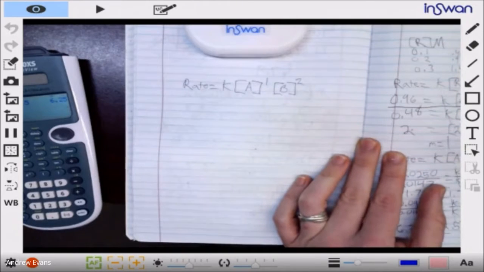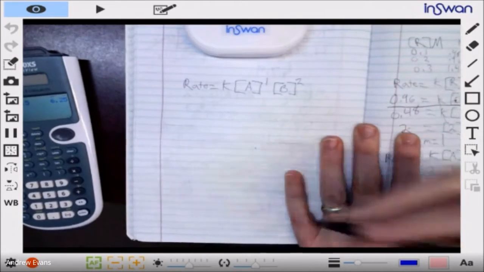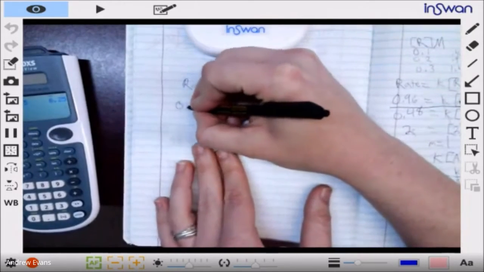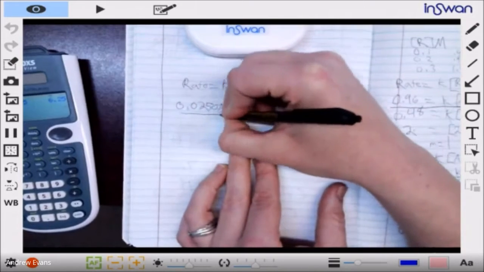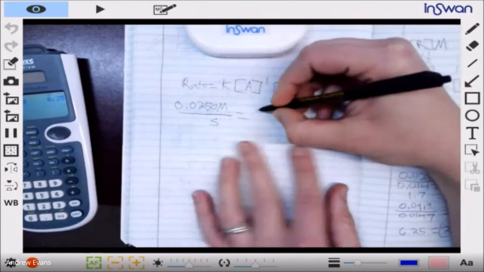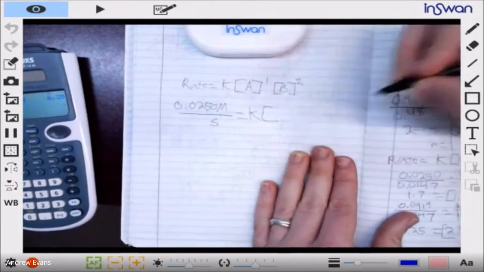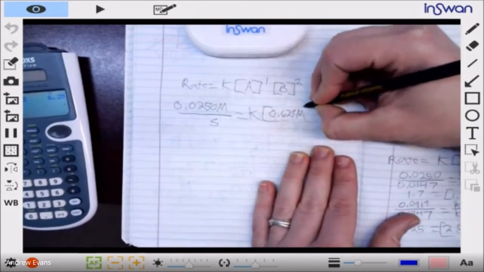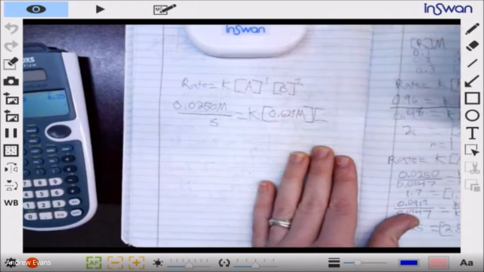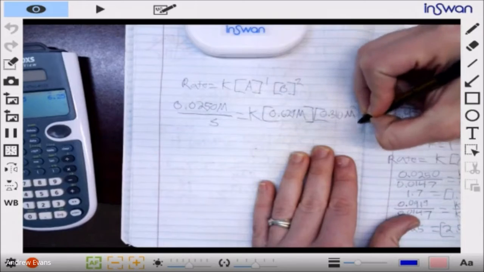Now with this, you can use any reaction to find your K. Any of them. I'm going to use reaction 3. No particular reason, just because I felt like it. But any of these should give you the correct answer. So 0.025 molar per second equals K times 0.629 molar and 0.310 molar squared.